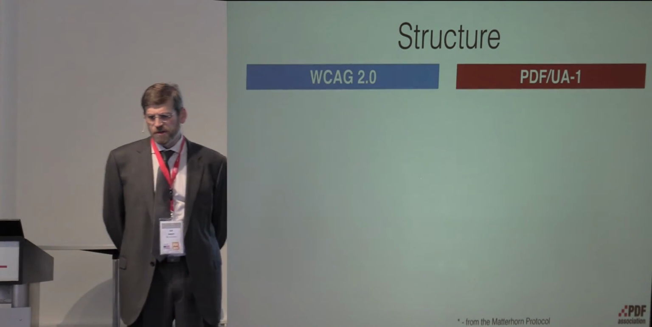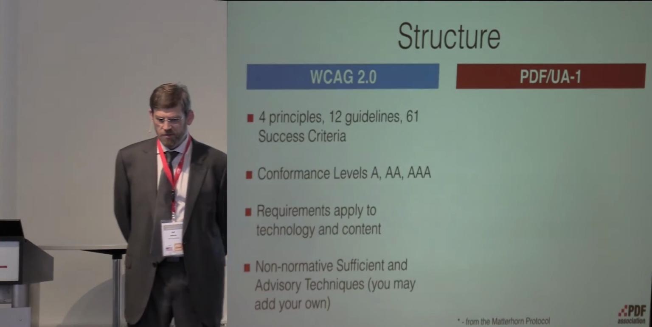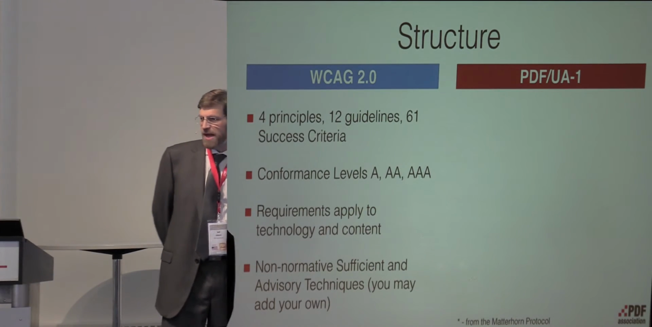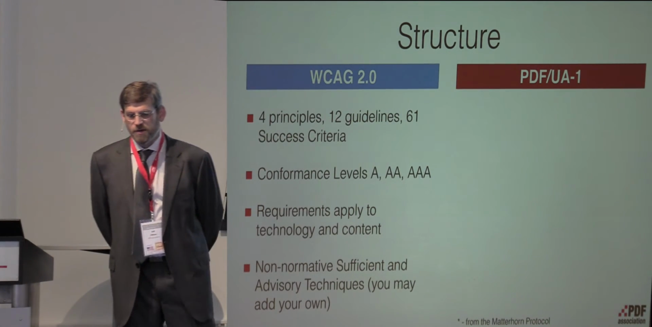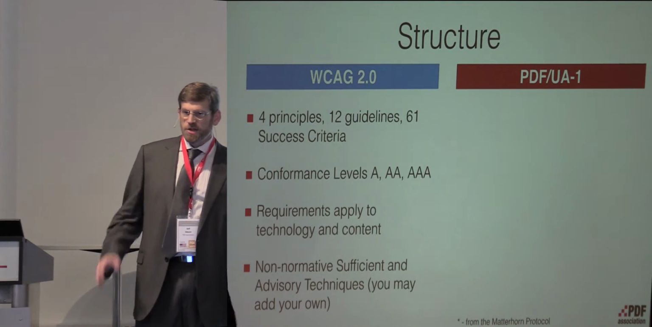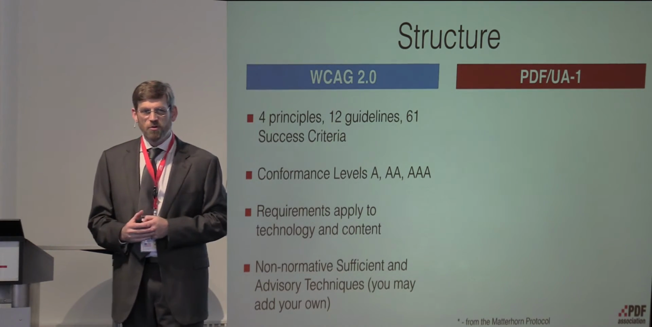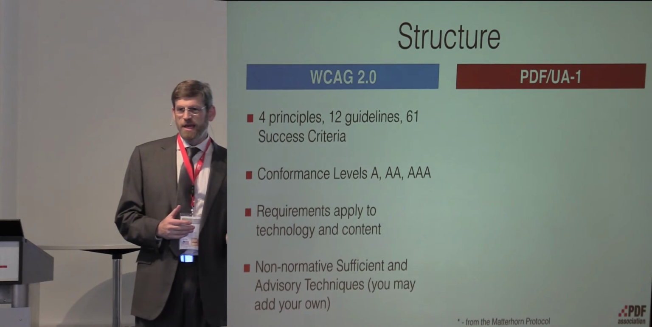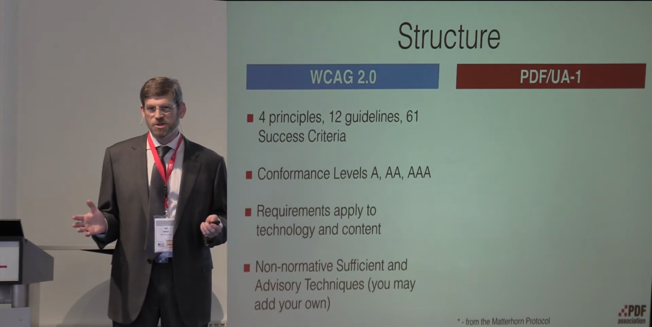So briefly, the structure of the documents, and I think I've mentioned a couple of these already. There are 4 principles, 12 guidelines, and 61 success criteria in WCAG 2.0. And these success criteria are organized into 3 conformance levels. Conformance level A are considered to be completely vital and essential.